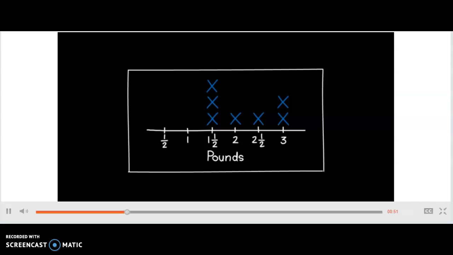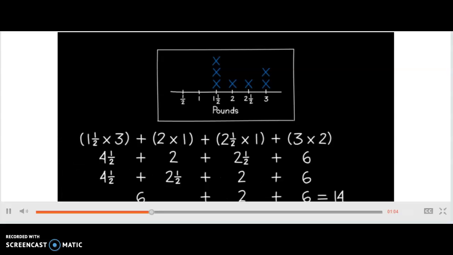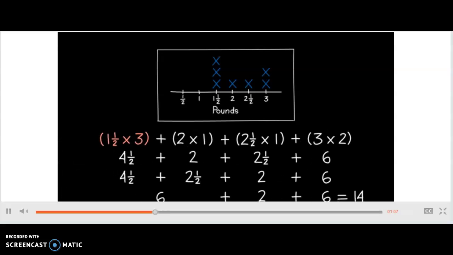What do you think? Let's take a closer look at the line plot. Remember, we need to compute the total number of pounds of fertilizer to determine if Anthony's statement is correct. Hey, look! Anthony even showed us his calculations. 1½ times 3 plus 2 times 1 plus 2½ times 1 plus 3 times 2.